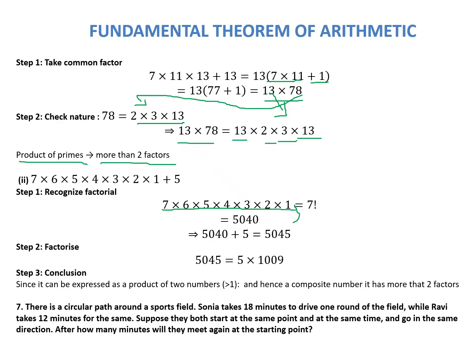So if we just try to solve this, 7 into 6 into 5 into 4 into 3 into 1, it is 5040, and then we add 5 to it, we have the number 5045. Now, when we break this number, it has a set of two numbers, 5 into 1009.